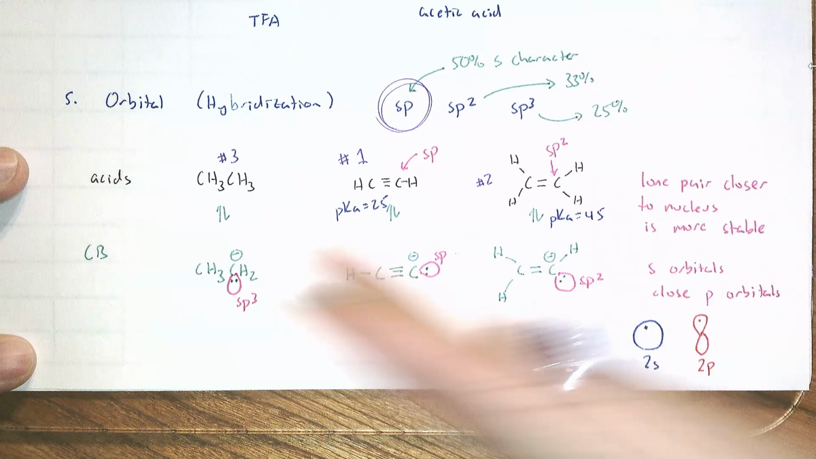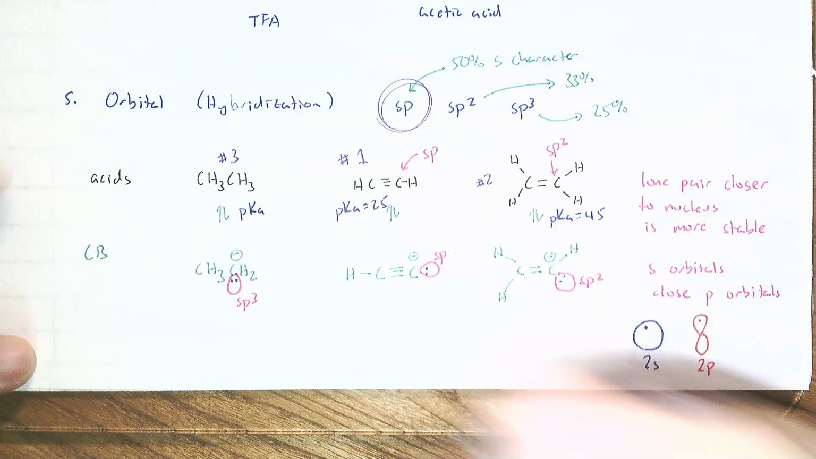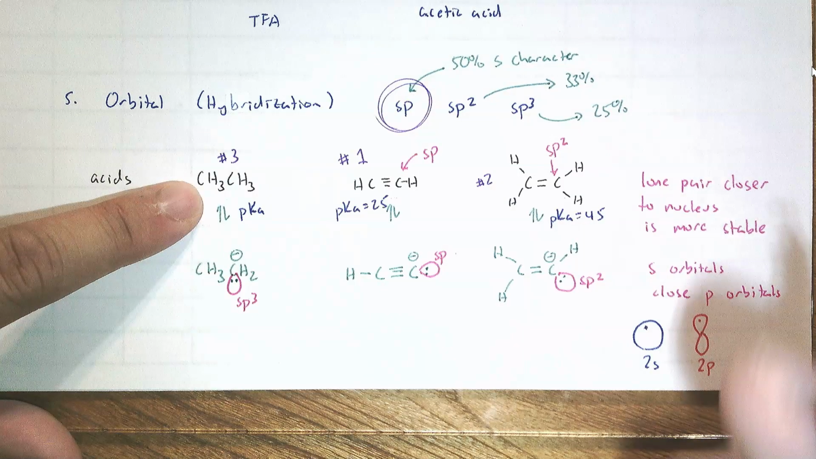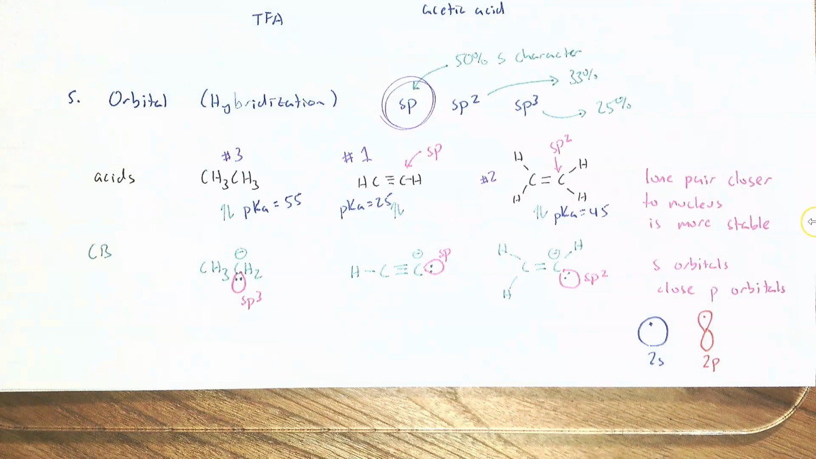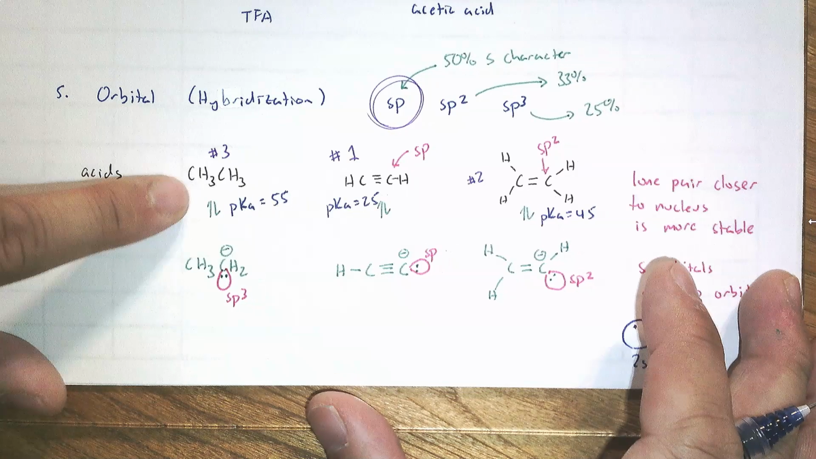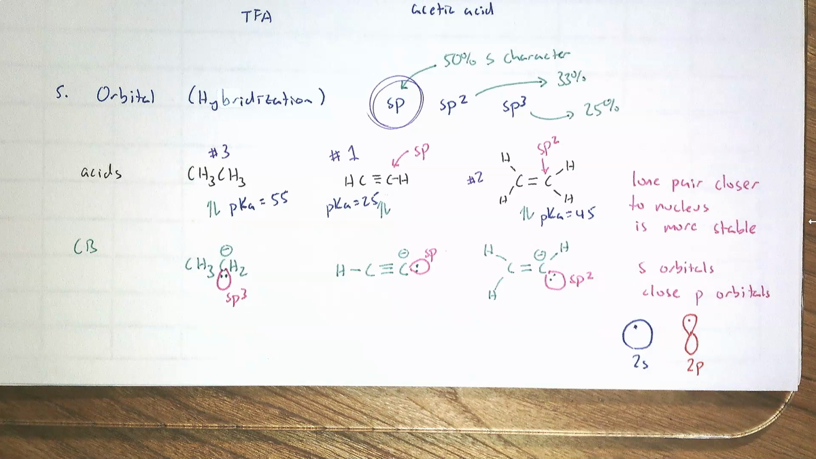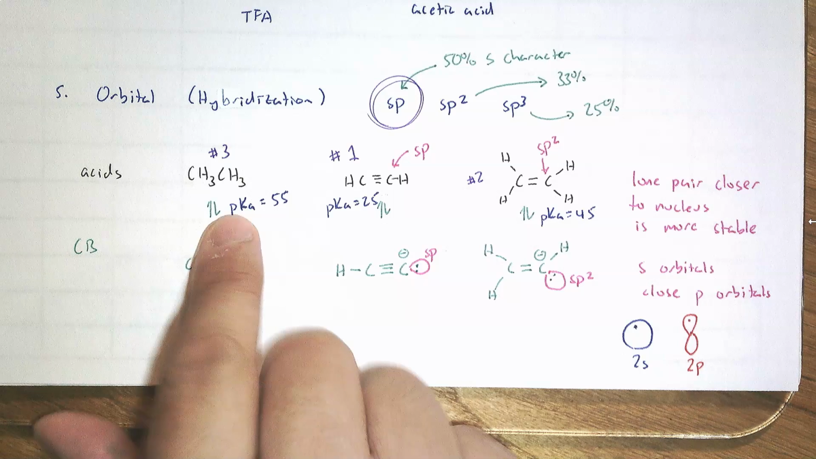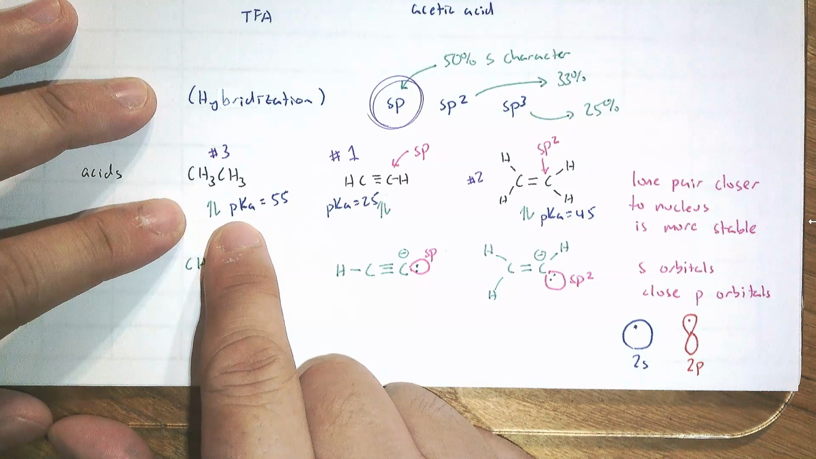Okay, and the least acidic is the alkane. Okay, no double bonds or triple bonds. pKa 55. Sometimes you'll see 60. This is a very interesting number, a pKa of 55. It is probably the least acidic proton that you will see.